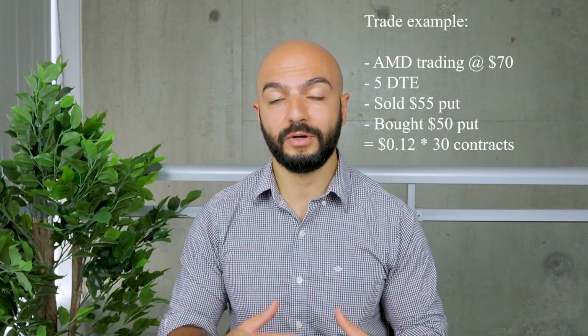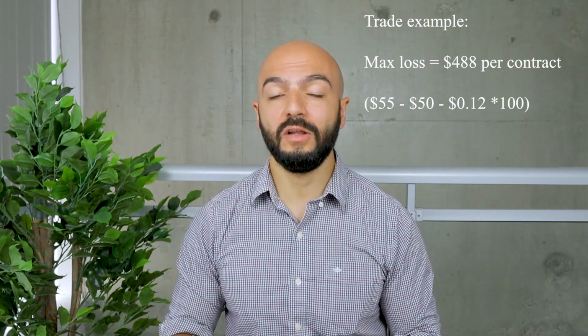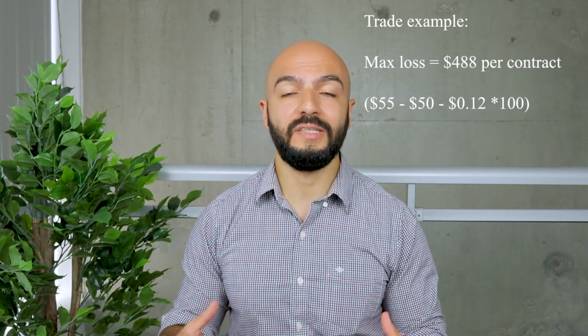I sold 30 contracts with a $5 wide strike and collected $12 per contract, or $360 total. This means I sold a put option for $55, and for protection, I bought the put option at $50. Notice my max loss per spread is $488. I was expecting AMD to increase, but even if they didn't, I had $50 of room before my spread was at risk. AMD trading at $70 meant the stock had to drop by 21% in 5 days for my spread to start losing money.